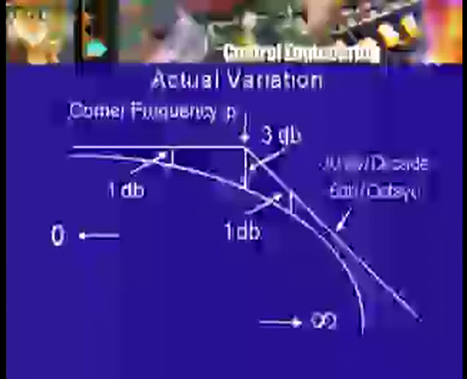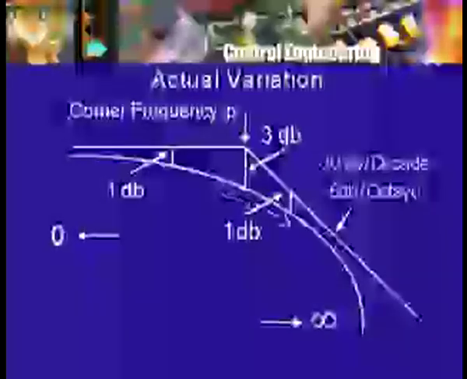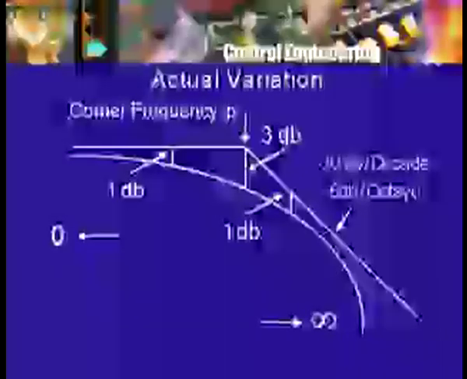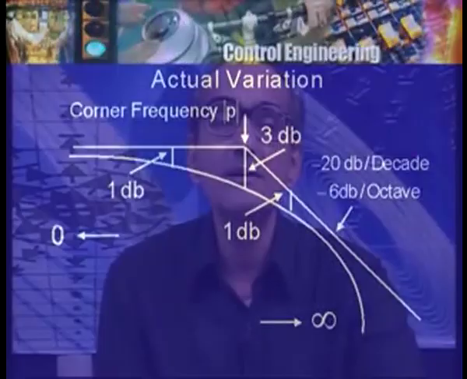One octave above the corner frequency, the error will be just 1 dB, and one octave below, the error will also be 1 dB. The actual curve is below. Now, I have 3 points and I know the asymptotes. So, I can sketch a curve passing smoothly through these 3 points and meeting the asymptotes. This will be a very good approximation to the variation of gain corresponding to a pole.